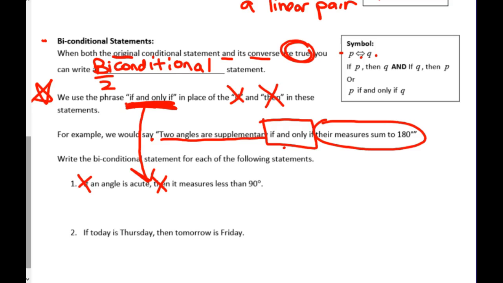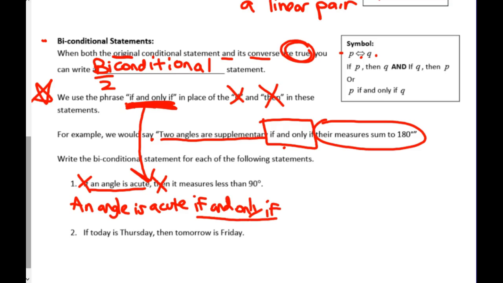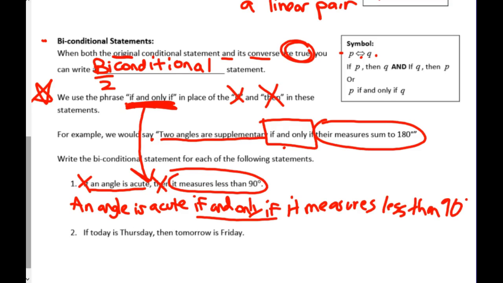So let's write this. I'm going to start with this right here. An angle is acute. And then I put that phrase, if and only if. And then I put it measures less than 90 degrees. Sorry, it's kind of messy.